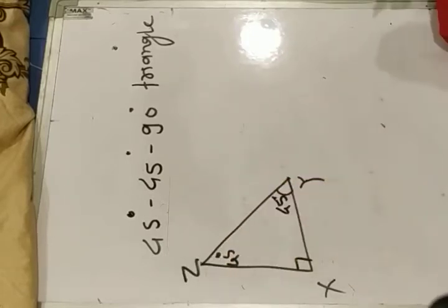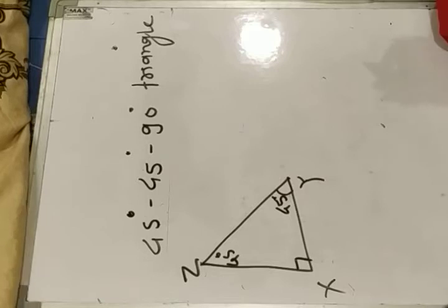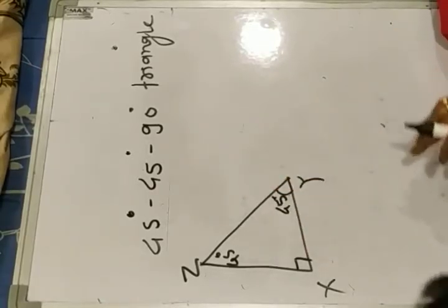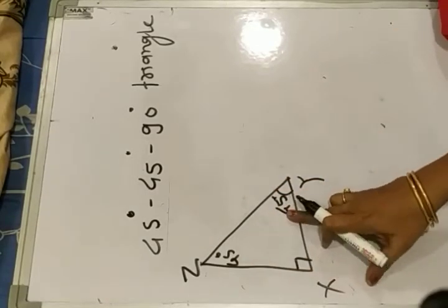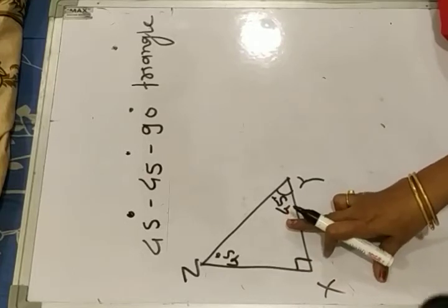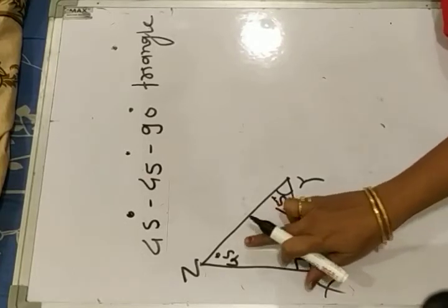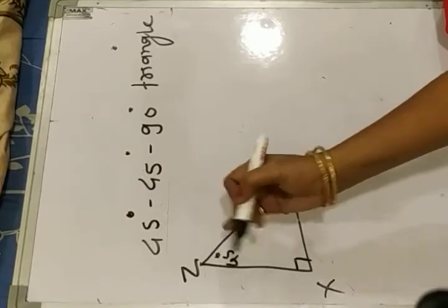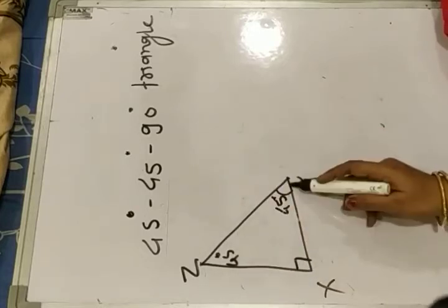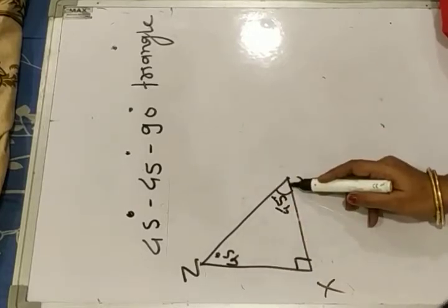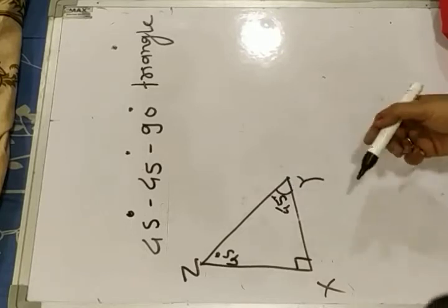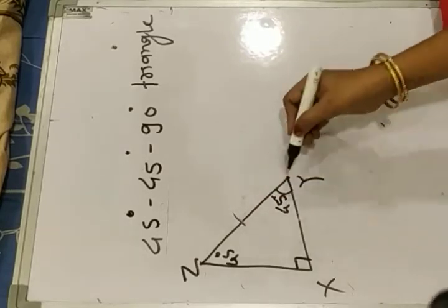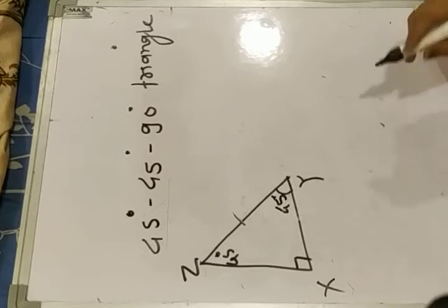So what is the 45-45-90 degree property? If the acute angles of a right angle triangle are 45 degrees and 45 degrees, then each of the perpendicular sides, meaning ZX and XY, is 1 upon root 2 times its hypotenuse. What is the hypotenuse? YZ, or ZY, is the hypotenuse.